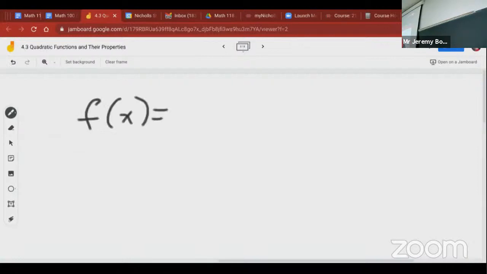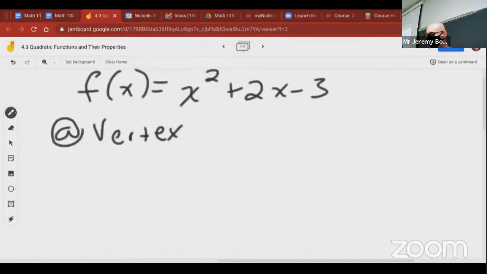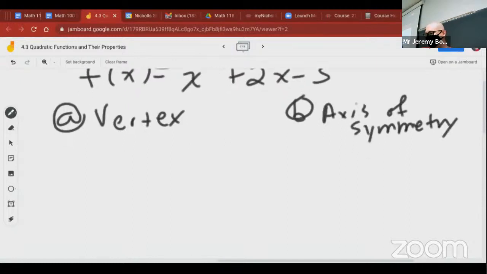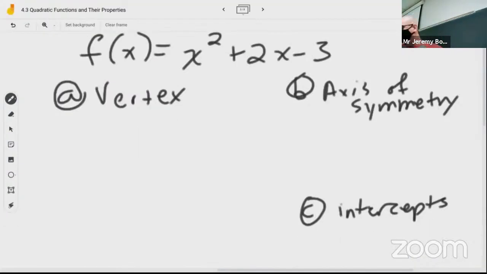f(x) is equal to x squared plus 2x minus 3. So let's find a few things. We'll find the vertex. Let's find the axis of symmetry. And let's put C over here. Let's find the intercepts.